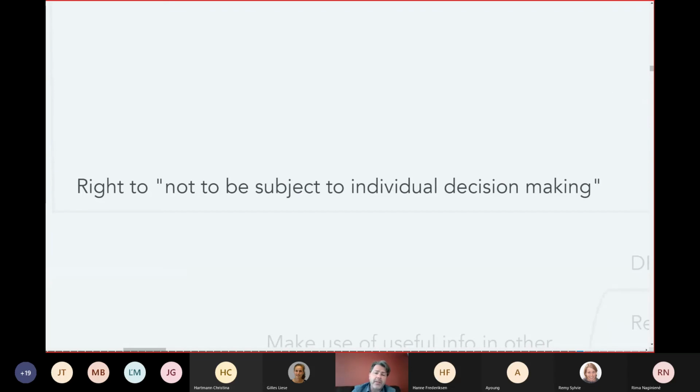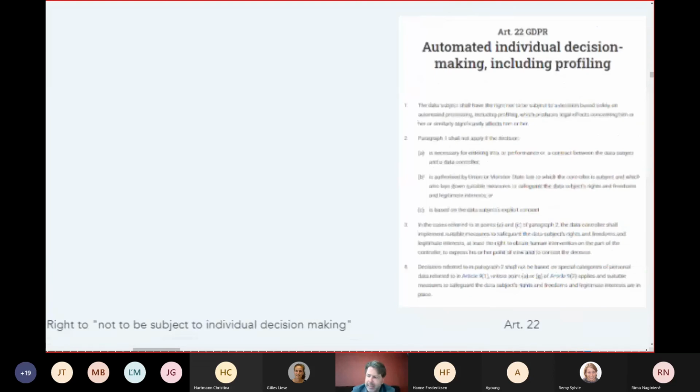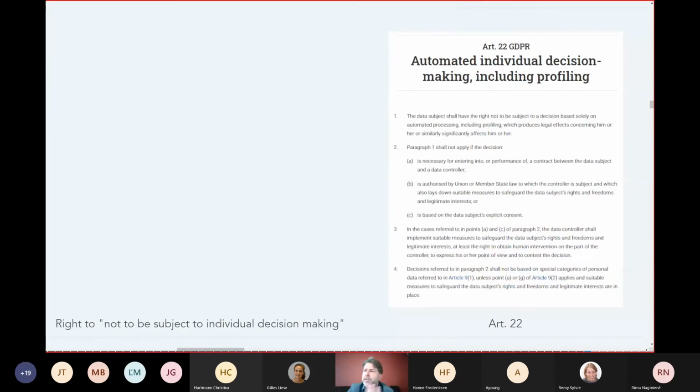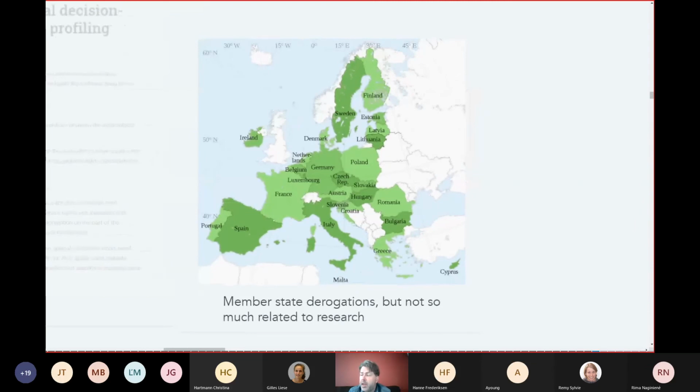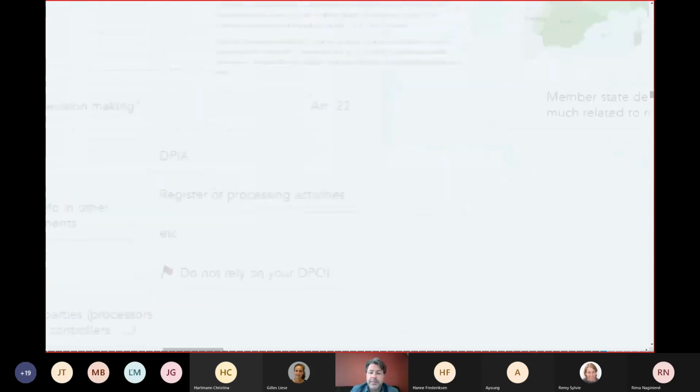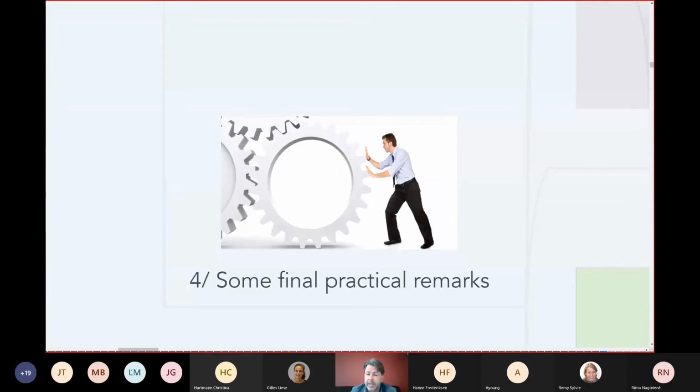Finally, there is the right, as I would call it, not to be subject to individual decision making. I think that is less relevant for us here, but it is very relevant, for instance, for insurance companies that would calculate your insurance fee based on your risk profile. In that case, you have a right to object to that. It's not an absolute right, and again, there are member state derogations for that, but I didn't find any which are directly related to research, so I don't think it's worth digging into details here. Of course, if you have questions on those, you can always ask me.